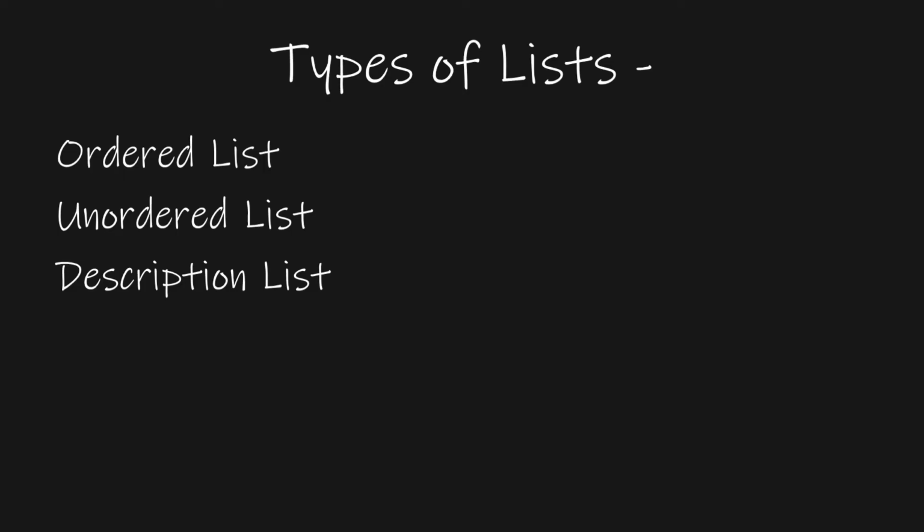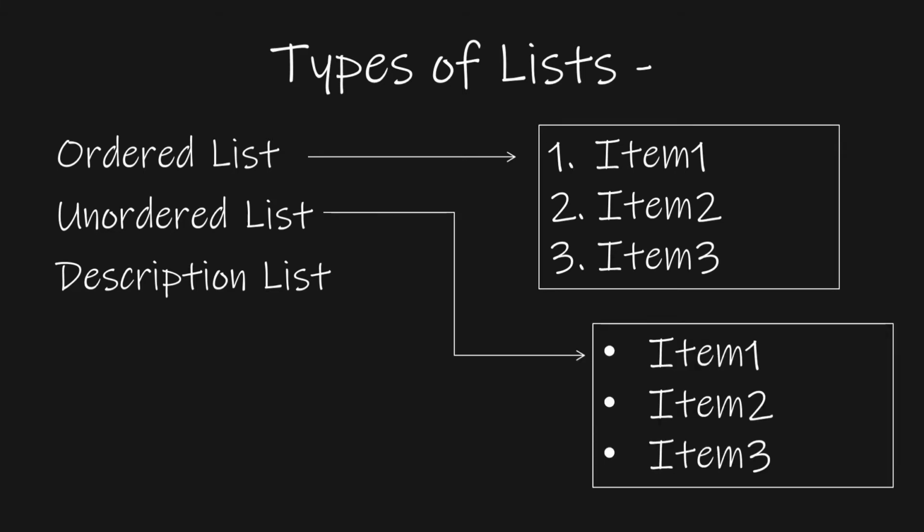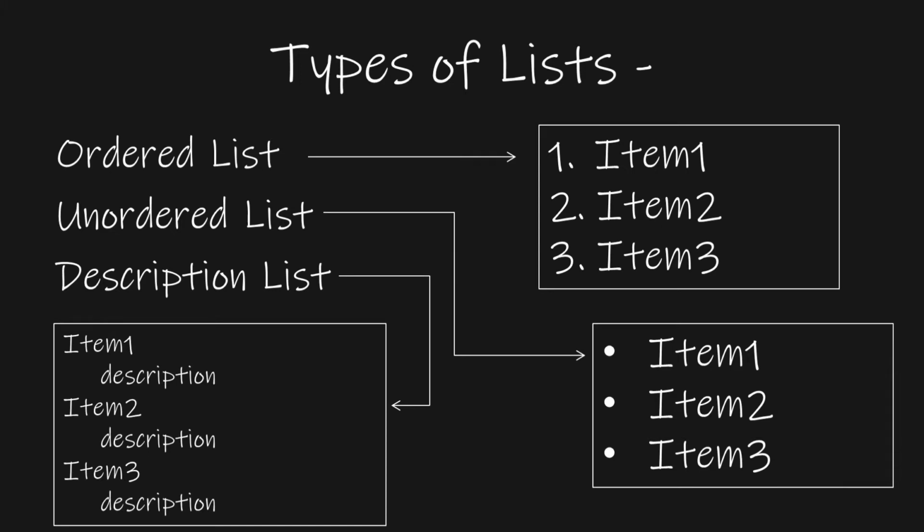Why do we use lists in HTML? Basically, HTML lists are used to display a list of data in an organized way on our web page. These are the three types of lists in HTML: ordered list, unordered list, and description list. In ordered lists, the items are marked with numbers, starting from 1. In unordered lists, the items are marked with bullets. And in description list, we can add description after each item.